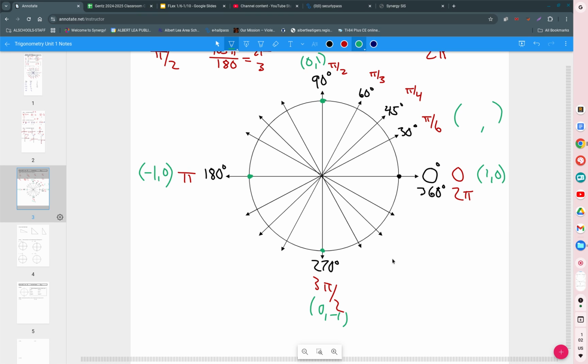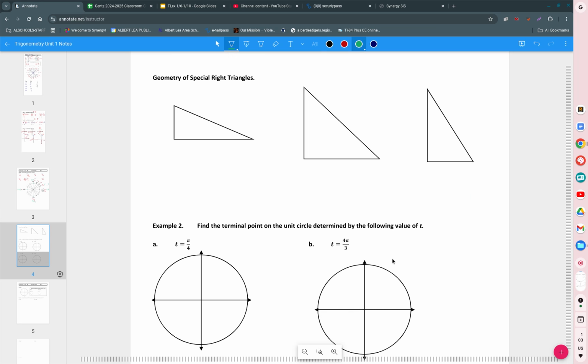What I want you to understand is all of these other angles, they also have a coordinate. That's what we want to find today and figure out. Okay? That's called the terminal points. That's what we need to figure out. Kind of a 2-day lesson. We'll figure it out. First, we need a review of geometry.